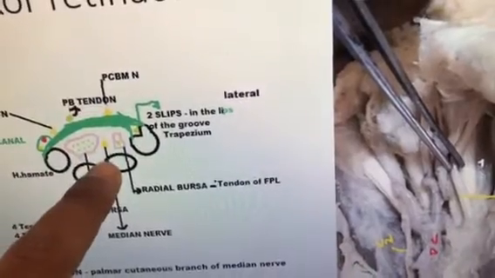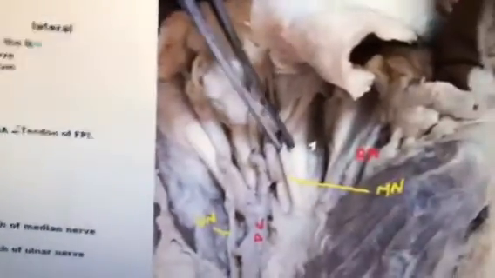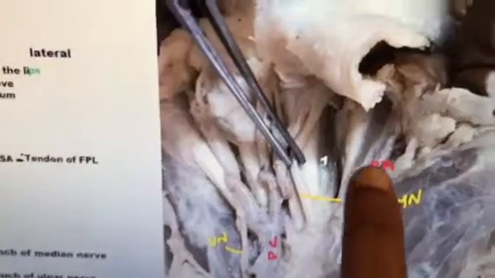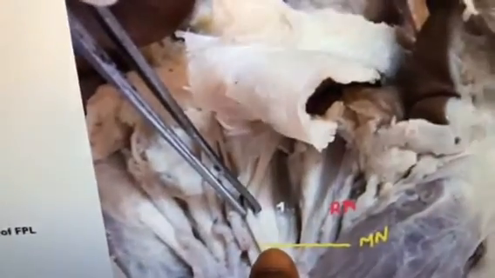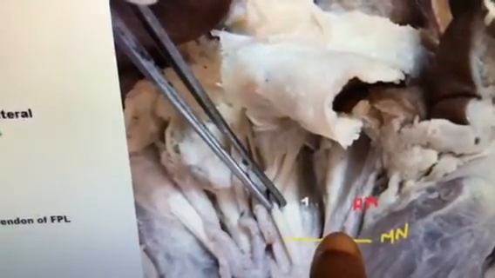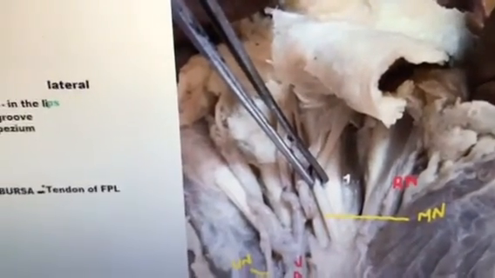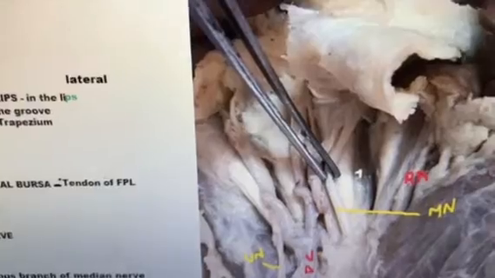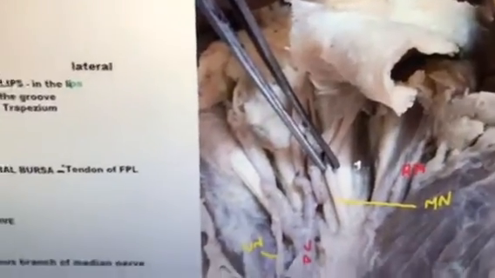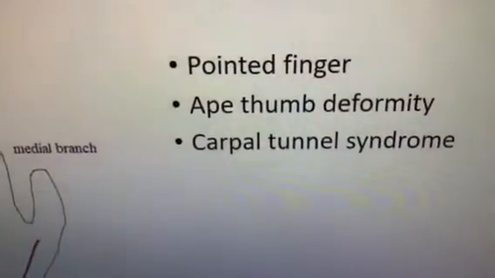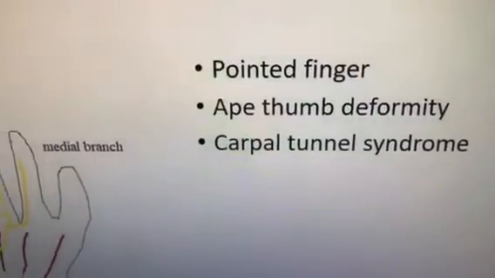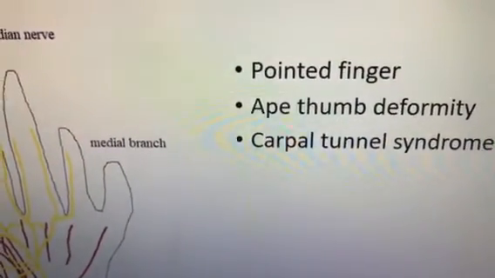So if the nerve is injured, what will happen? Again the same problem. These thenar muscles will be paralyzed, and the first and second lumbricals will be paralyzed. The third and fourth lumbricals and other interossei are there, so metacarpophalangeal movements will be normal. Mainly the thenar muscles will be paralyzed. That will lead to pointed finger, ape thumb deformity, and carpal tunnel syndrome. These are the clinical applications you are supposed to write.